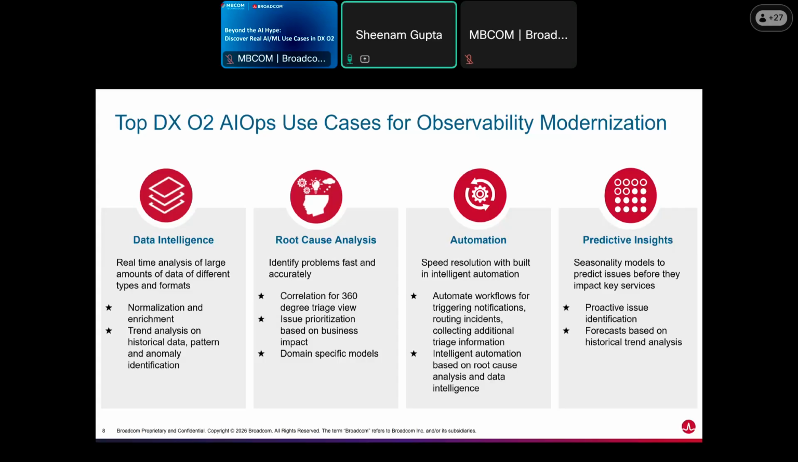And then speaking of proactive, predictive insights, we have focused on seasonality models where we try to predict the issues before they start impacting the services. These services could be business services, application services or IT services, but the idea is to use the metrics information. I'm calling out metrics deliberately.